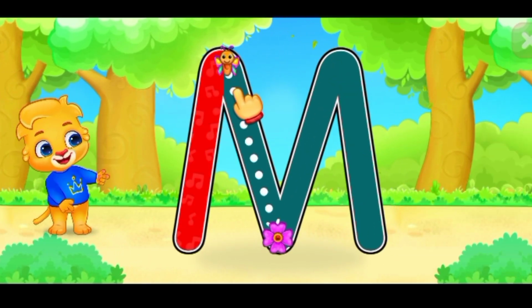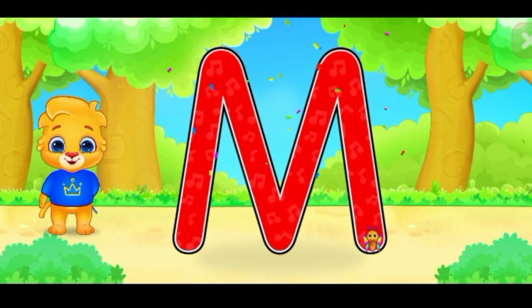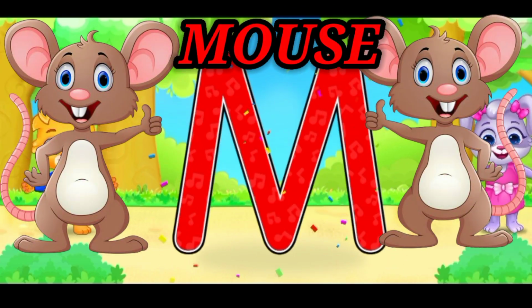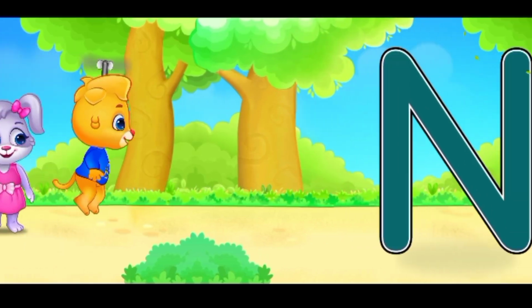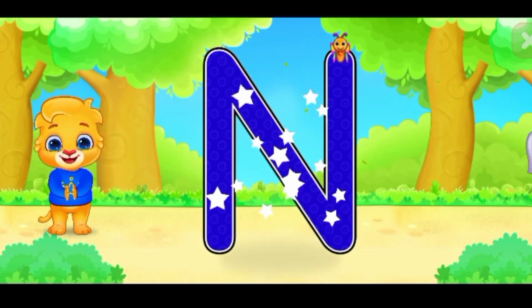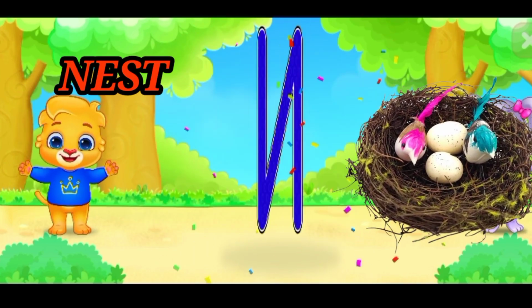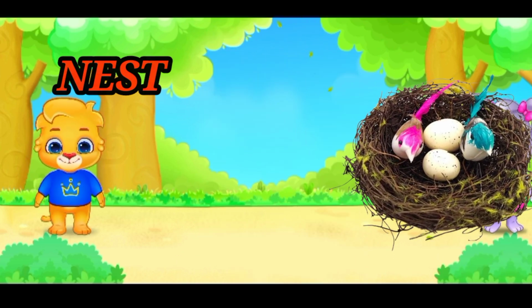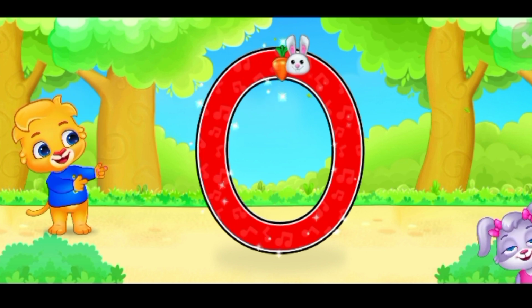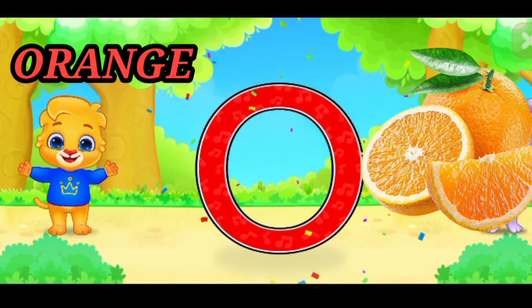M. Shabash. M is for mouse. N. Bahut achha. N is for nest. O. O is for orange.